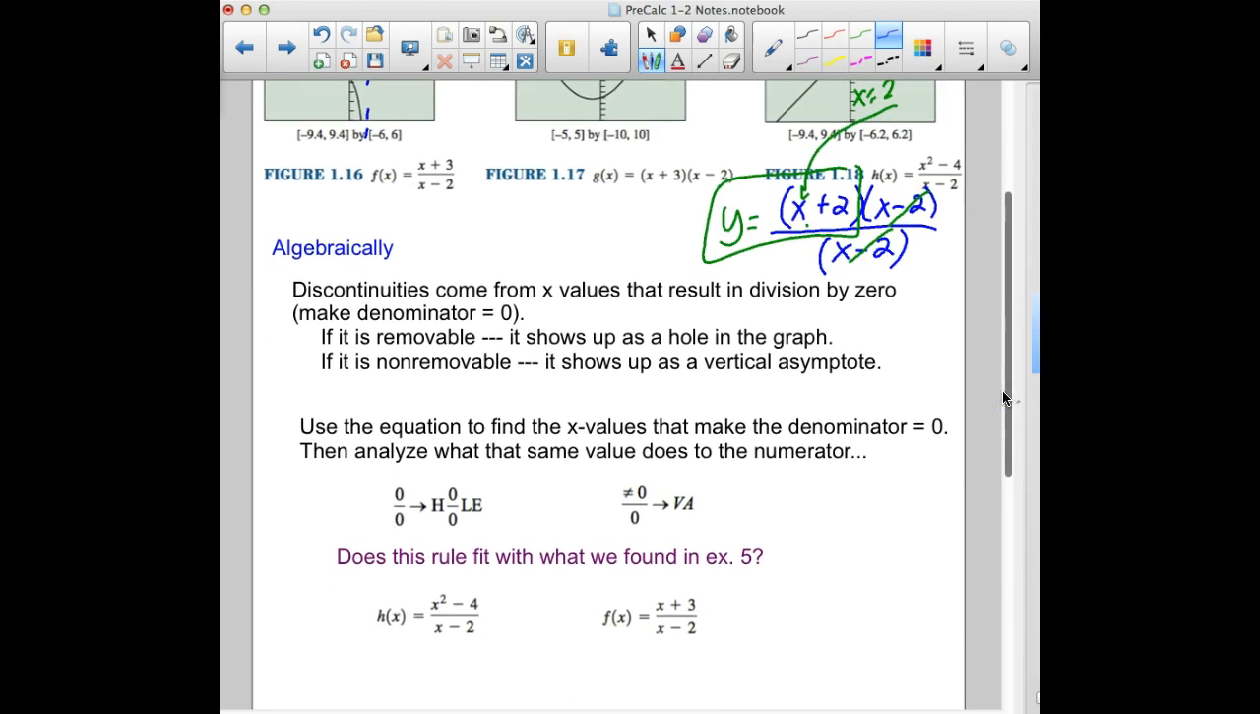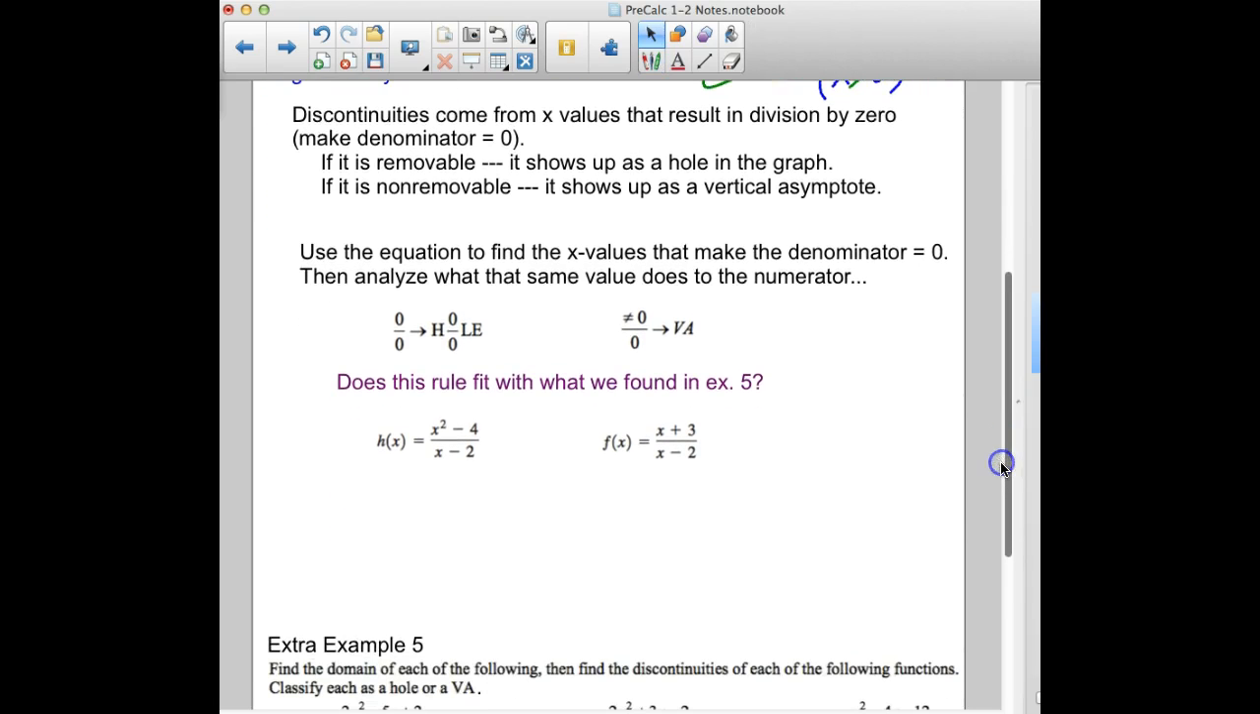So that's graphically. Algebraically, it says discontinuities come from x values that result in division by 0. In other words, what makes the denominator 0. If it's removable, it's a hole in our graph. If it's not removable, it's a vertical asymptote.